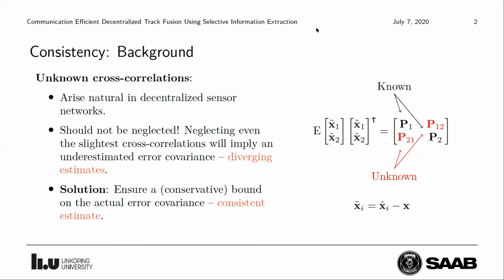Since information is being passed around, unknown cross-correlations arise as a natural part of decentralized sensor networks. In the joint covariance matrix to the right, the cross-correlations are represented by the off-diagonal matrices. Simply neglecting the cross-correlations is not a particularly good idea, as this would imply information will be double counted. One common approach to handle unknown cross-correlations is to construct conservative estimates, meaning that the actual covariance is bounded from above by another covariance. This leads us to the notion of consistency.